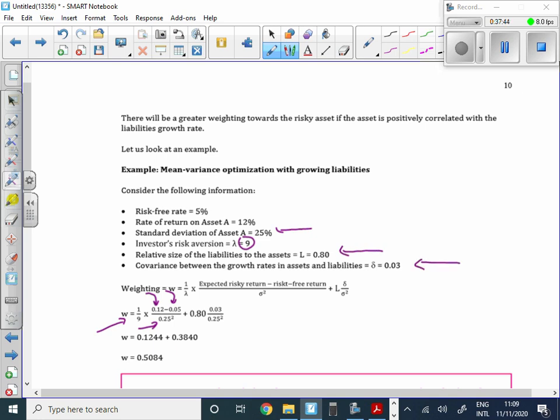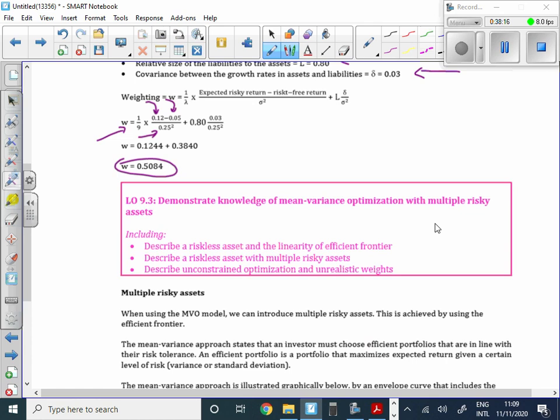0.03 is the covariance over the variance again. Just plug and play, guys. And my weighting for the risky asset is over there. Nice and easy, nothing too crazy. Really just coming out with your calculations for your risky asset, for W. Of course, when we know the weighting for the risky asset, then I know the weighting for the risk-free asset, which is just 1 less that particular number, and away we go.